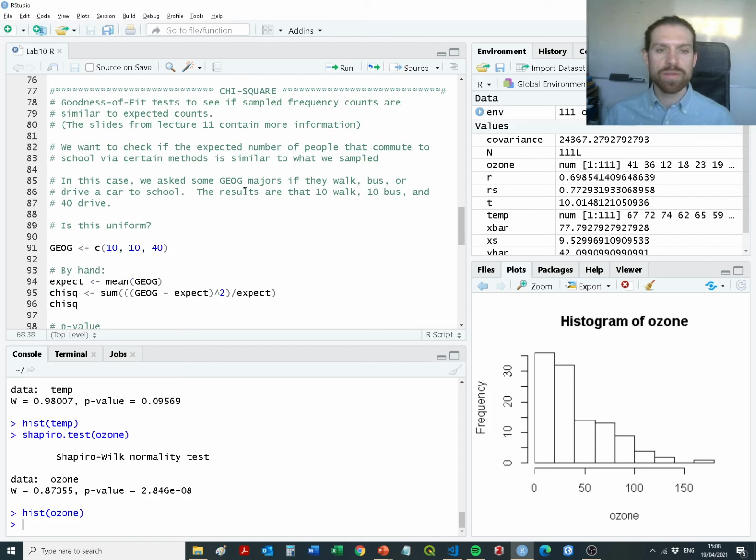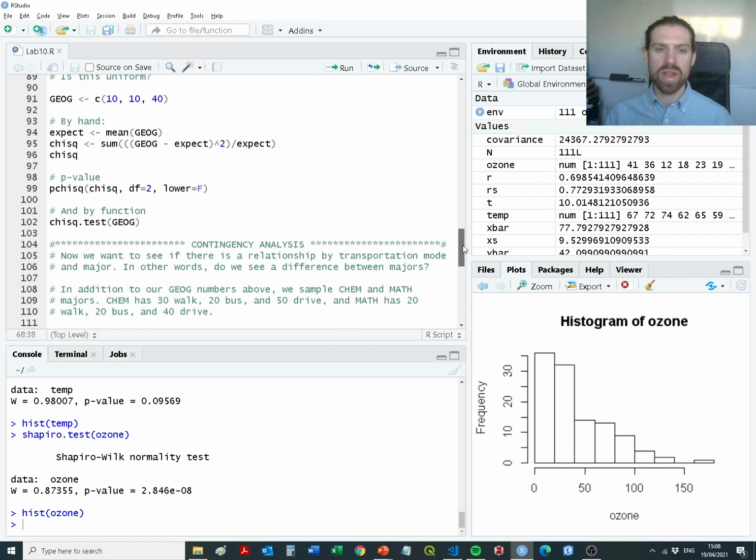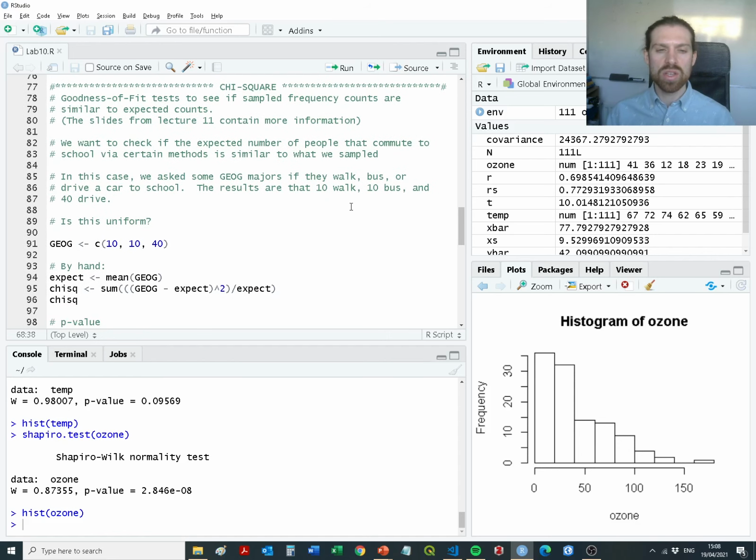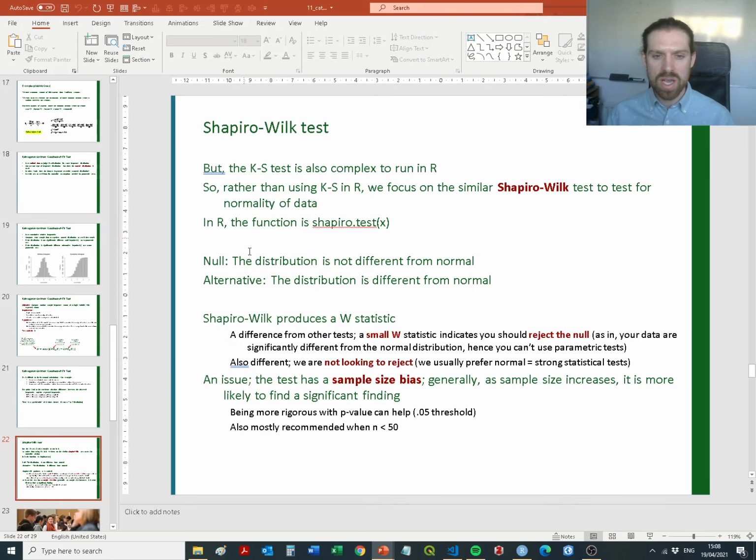And then just finally moving on now. I think we've just got two more tests left, the chi-squared, which we'll run through quickly now, and then contingency analysis. So it shouldn't be too arduous for you. The goodness of fit tests that we cover help to see if the sampled frequency counts that we get are similar to the expected frequency counts.